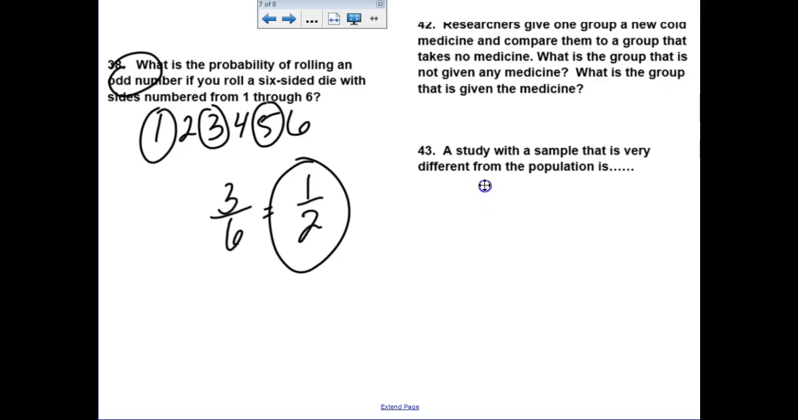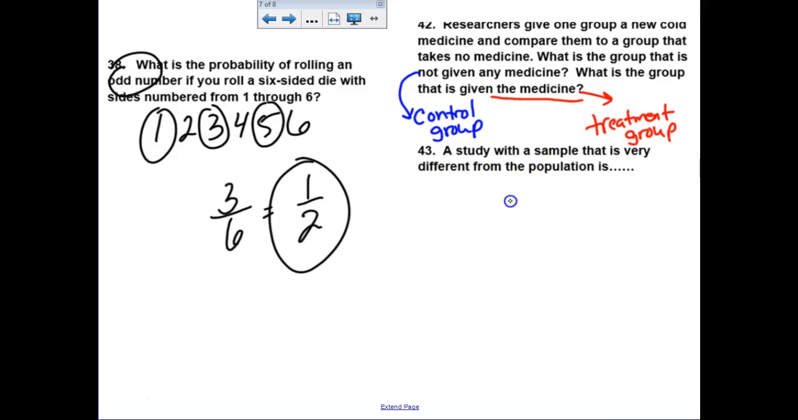All right, researchers give one group the new cold medicine, and then compare it to another group that takes no medicine. So the group that has no medicine, we call the control group. And then the other group, the group that is given the medicine, is called the treatment group. Sometimes the control group is given a placebo, but they're still control because there's no actual medicine, no changes being made to them.